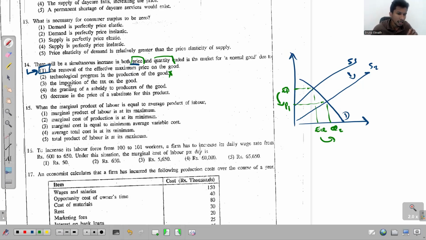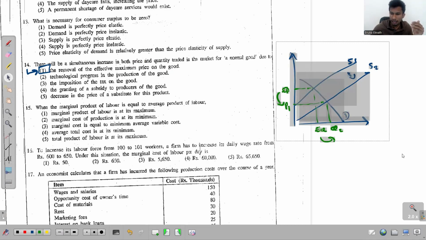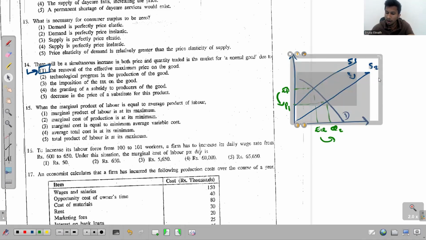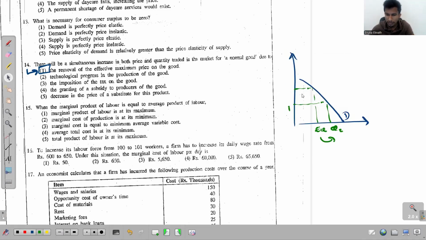The third one, the imposition of tax on the good. Okay, so let's assume this to be a unit tax which is imposed on the suppliers. Then what will happen in the market? The opposite of this will happen in the market. So let me show you the outcome in the market. Let's recognize this to be the current supply curve, and the government is going to impose a unit tax on this product.